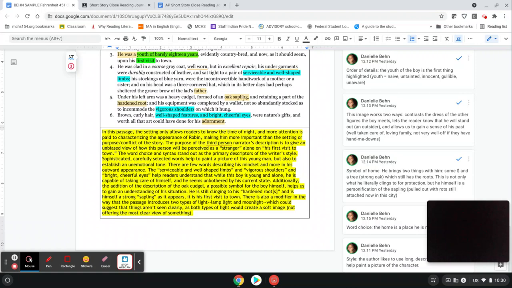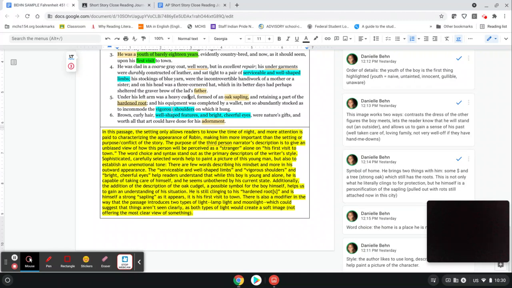An oak is like a hard type of wood, and a sapling is a young tree. So not only is this oak sapling like a symbol of his home, but maybe it's a symbol of him, Robin, right? He is this young, strong tree, quote unquote, out in the world now. And he is clinging to his roots, or he's clinging to this idea of his home, this hardened root, as protection in this scary new place.